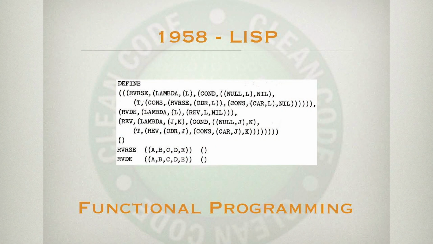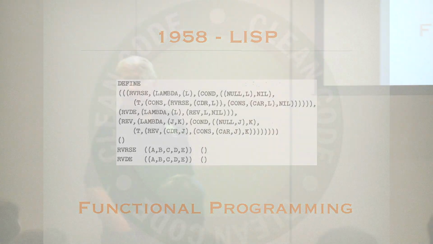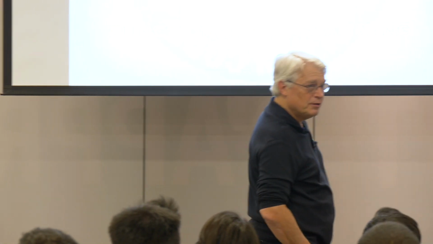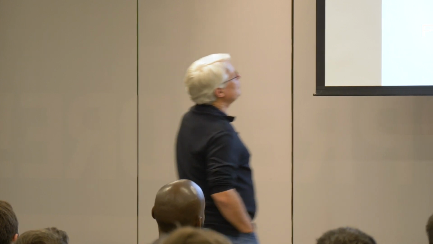This was the era that Lisp was invented. Who's written some Lisp? Oh, look at that. We got some Lispers in the room. 1958. Lisp was made. Lisp is the language that will not die. We have tried to kill it many times. It keeps coming back. It's like the cat, right? That keeps coming back the very next day. Lisp will not go away.